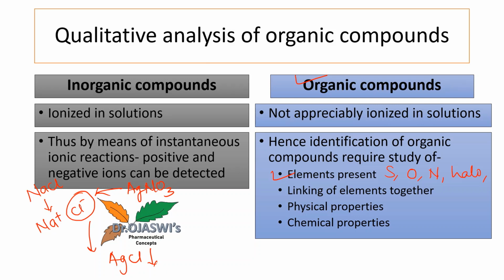That is called elemental analysis. Also, we require the study of their linkages with each other. Whether oxygen and hydrogen, after linking together, form the alcoholic group, NH2 the amino group, or SH the thiol group. So this linking of elements together we have to study. Then physical and chemical properties we have to study to identify the given sample, which is the organic compound.